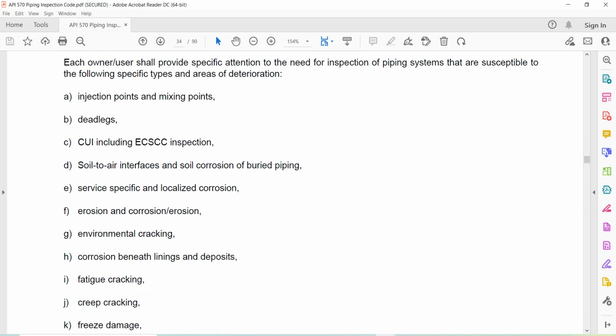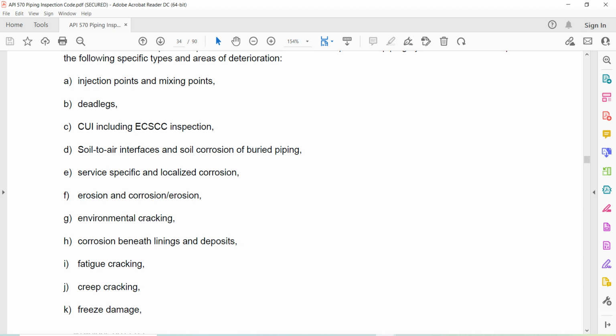Areas of deterioration for piping systems. Each owner shall provide specific attention to the need for inspection of piping systems that are susceptible to the following specific types and areas of deterioration: injection points and mixing points, dead legs, CUI including ECSCC inspection, soil-to-air interfaces, soil corrosion and buried piping, specific service and localized corrosion, erosion, environmental cracking, corrosion beneath linings and deposits, fatigue cracking, creep cracking, freeze damage.